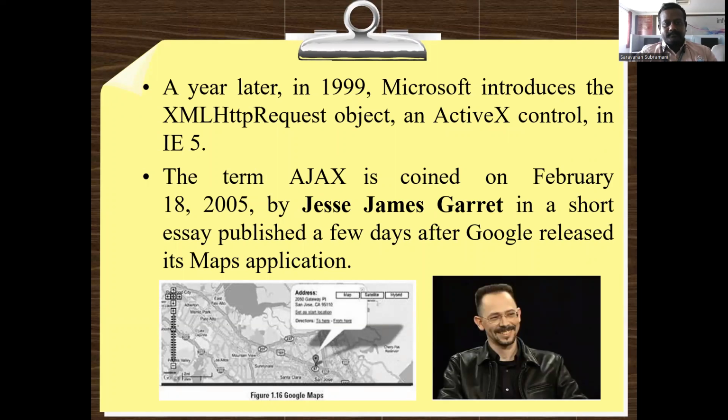A year later, in 1999, Microsoft introduced the object, nothing but XMLHttpRequest, an ActiveX control based object joined with IE5. The term Ajax was coined in February 2005 by Jesse James Garrett, in a short essay published a few days after Google released its Google Maps application.